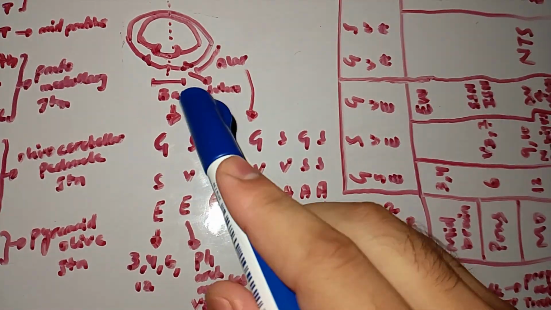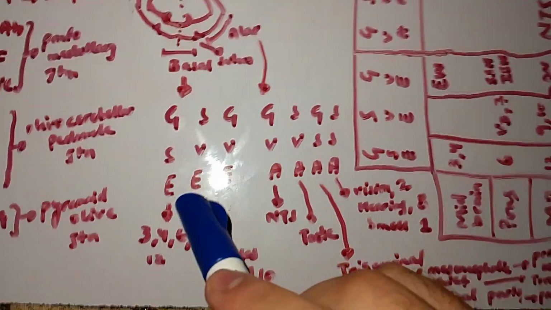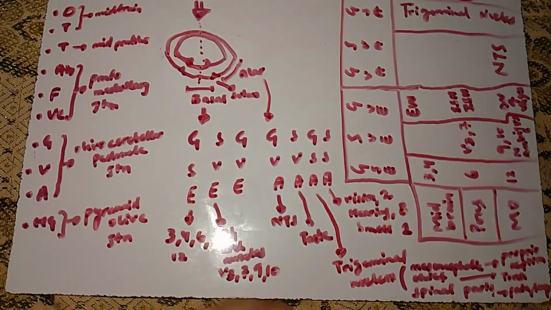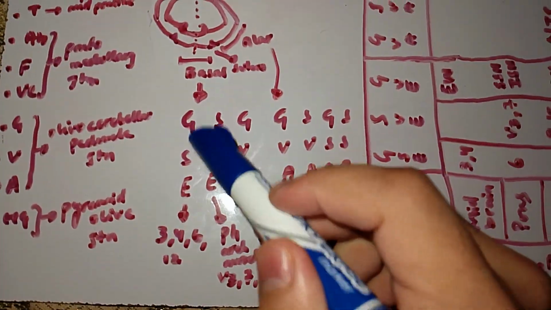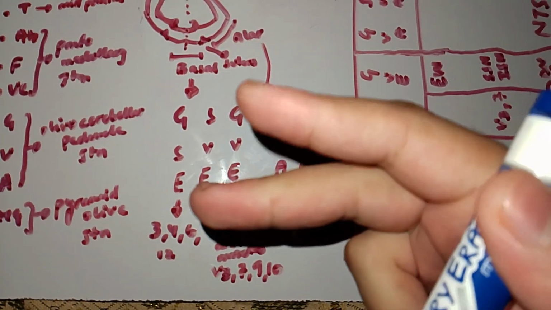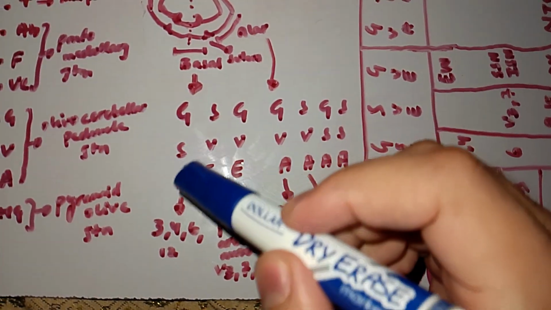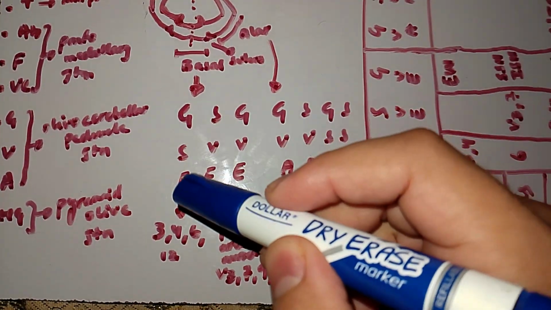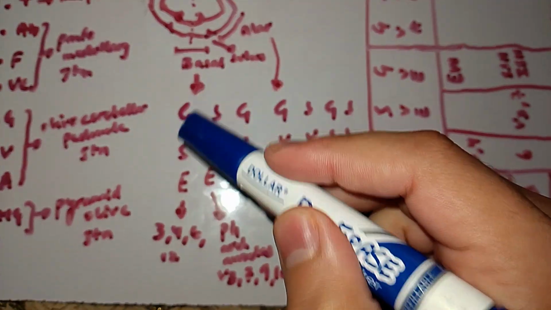Then this basal plate has the motor nuclei. For the motor we use efferent. So 3 efferent and 4 afferents. Now the GSE, general somatic efferent: general somatic efferent goes to skeletal muscles, somatic and general.